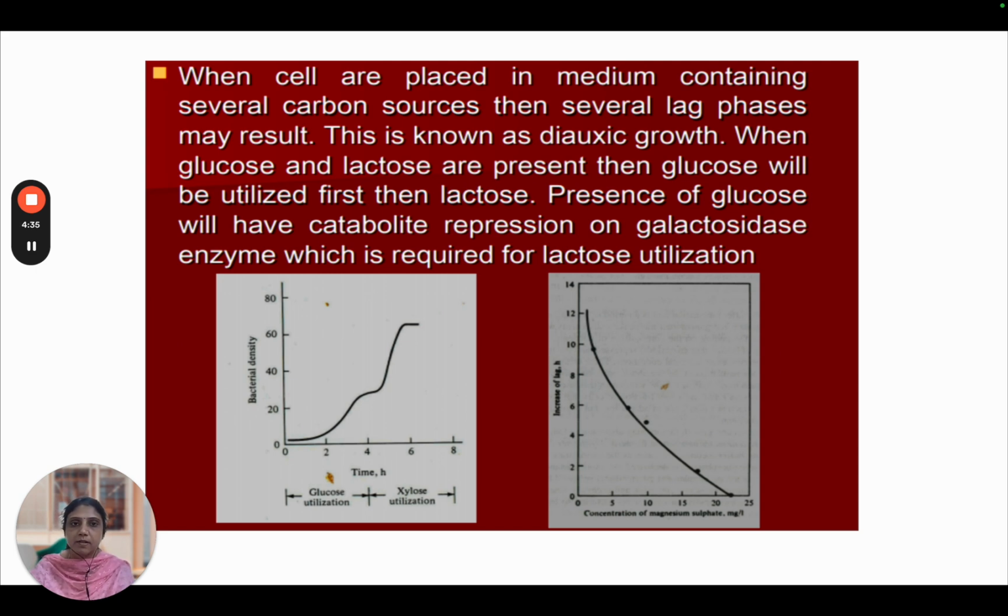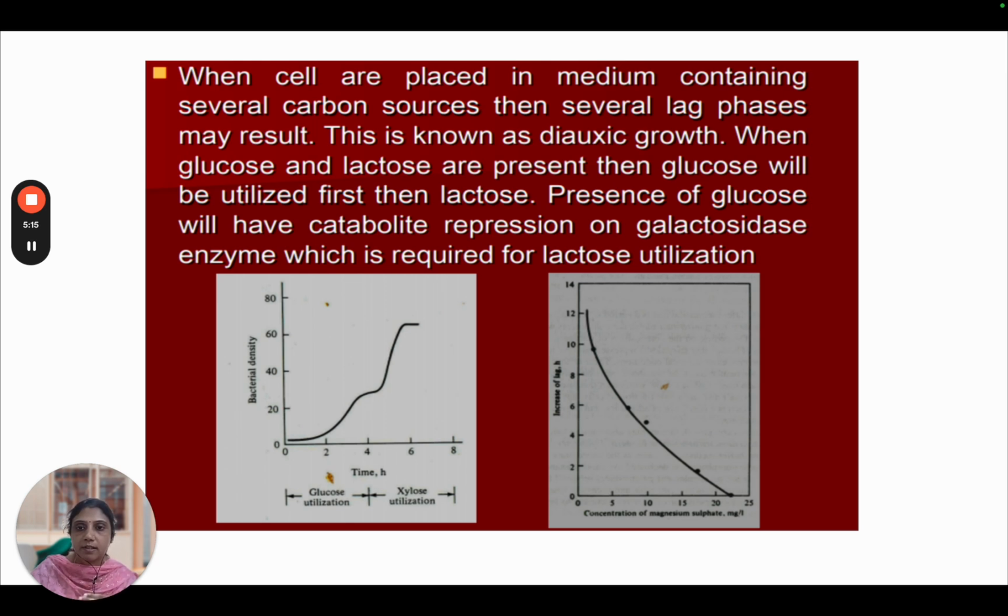When cells are placed in a medium containing several carbon sources, such as glucose, dextrose and other sugars, the inoculum has to prepare itself to produce the enzyme to metabolize each particular carbon source. So it will have different lag phases for each source of carbon. A single microorganism will have several lag phases based on the number of carbon sources present, and this is called diauxic growth. So when glucose and lactose are present, glucose will be utilized first, then lactose.